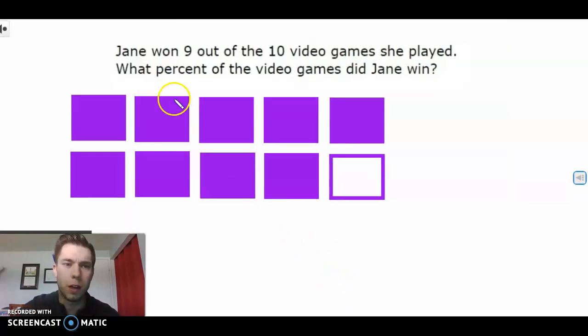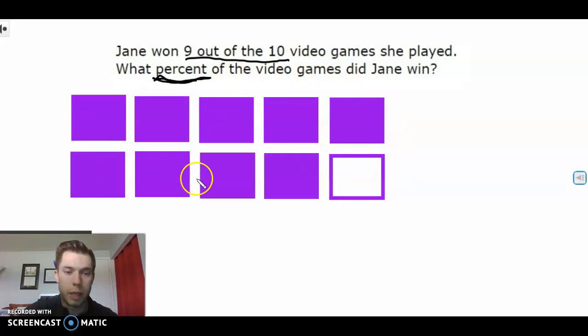Let's take a look at another model. So Jane won 9 out of the 10 video games. It's important to try to identify a ratio in every one of these problems that you could write. So we have 9 out of the 10 video games she won that she played. So we want to know what percent, so we want to know what out of 100 of the video games did Jane win. So as you can see, we have our model, and you could count there are 10 total squares here. And 9 of them are shaded, representing the 9 of the 10 games she won.